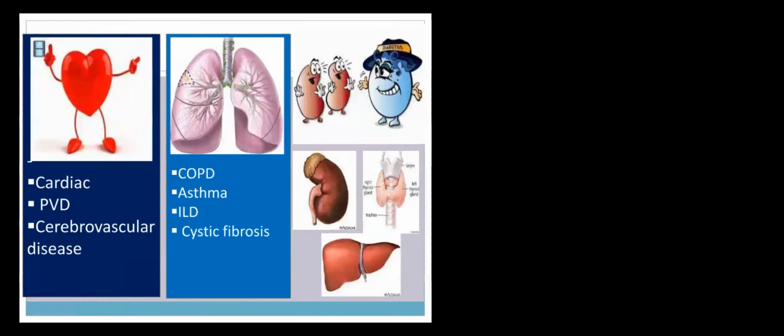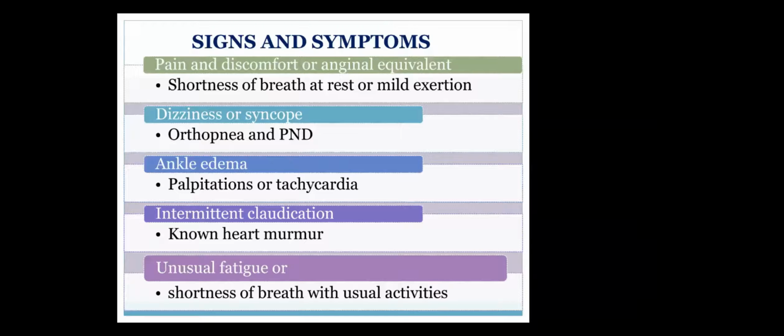So the signs and symptoms that are usually included in this stratification are pain and discomfort or anginal equivalent, shortness of breath, which could be either at rest or mild exertion, history of dizziness or syncope, orthopnea or paroxysmal nocturnal dyspnea, ankle edema, palpitations or tachycardia, intermittent claudication, or any history of known heart murmur, unusual fatigue, or shortness of breath with usual activity. So these are the signs and symptoms that are asked for in the risk stratification process.